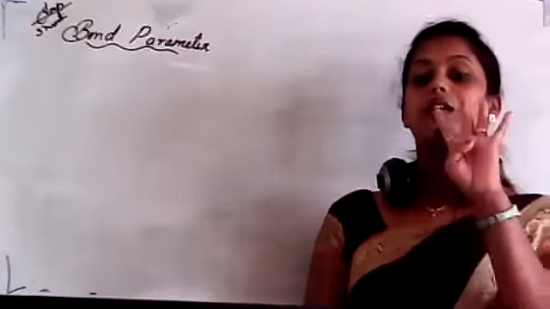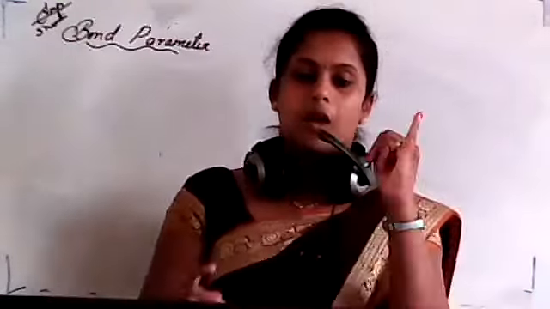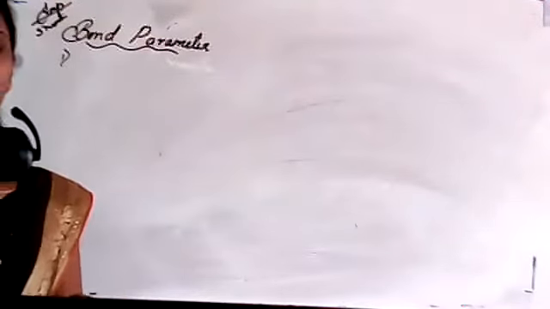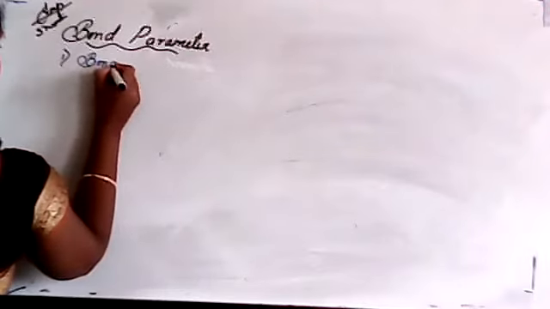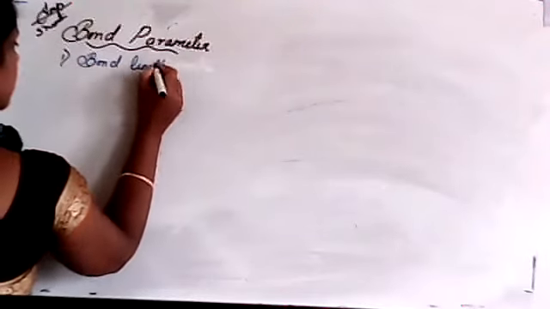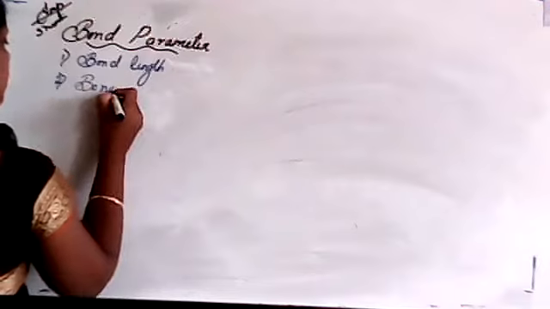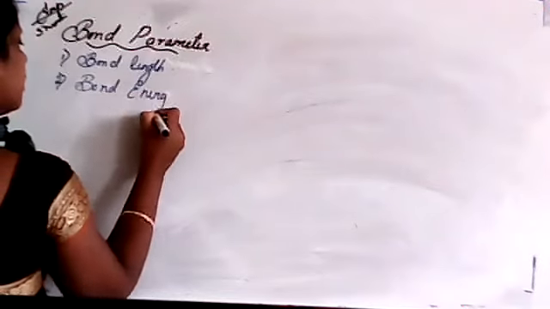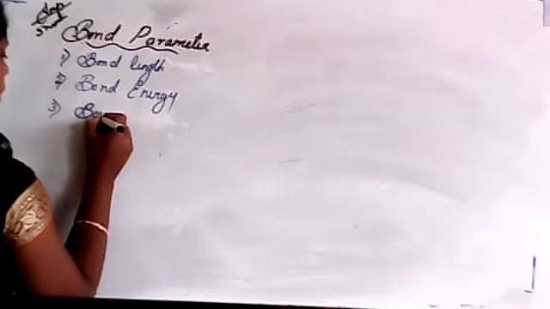Very important. There are mainly 4 bond parameters. First one, any idea, student? What are those bond parameters? That means characteristics of the bond itself. How we can measure it? Yes, it is bond length. First one is bond length. Next, second one, bond strength, or we consider it as bond energy. Okay, third one, bond angle, yes, very good. Bond angle.